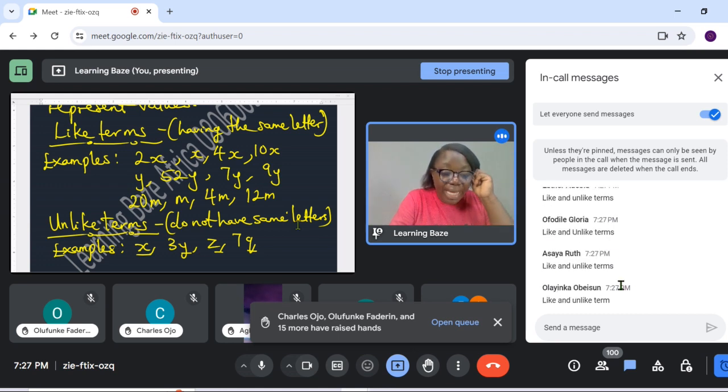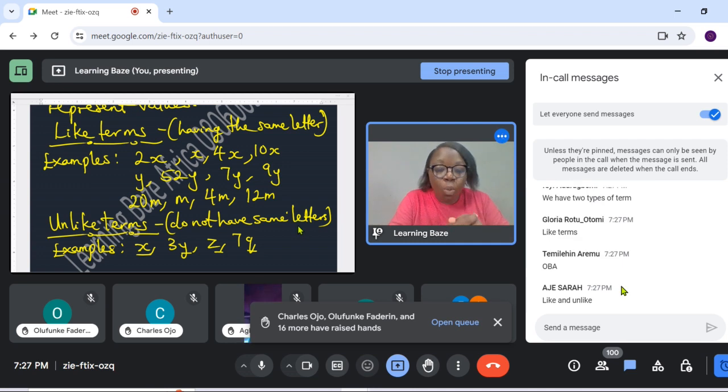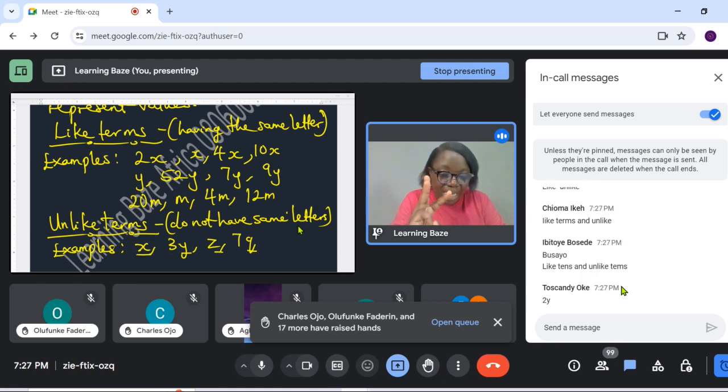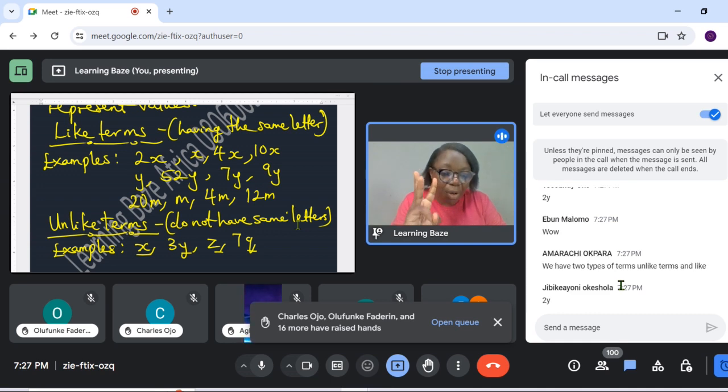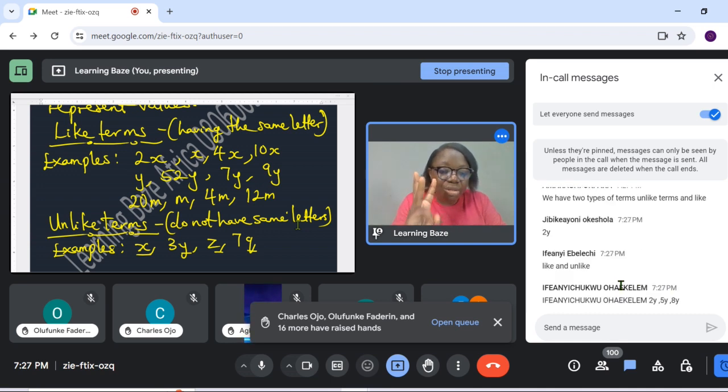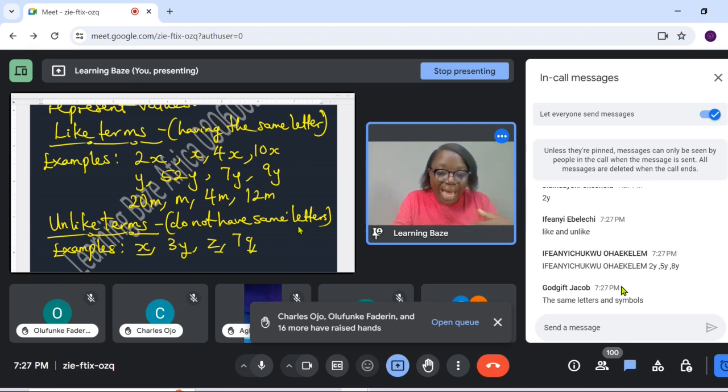All right, so give me examples of like terms. Don't send emojis. Everybody, type it in the comment section. Type 3 like terms for me in the comment section.